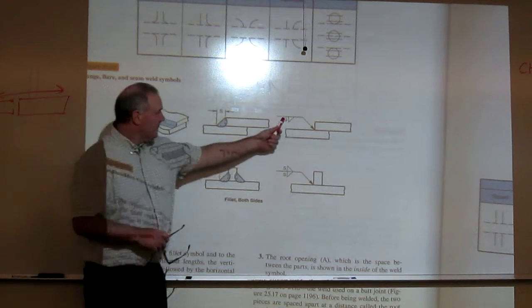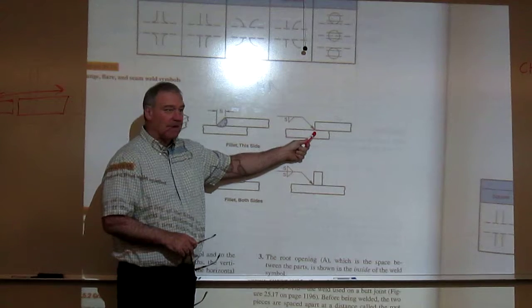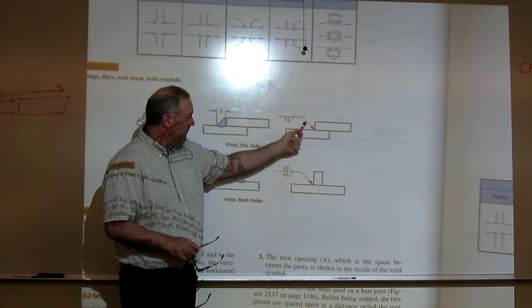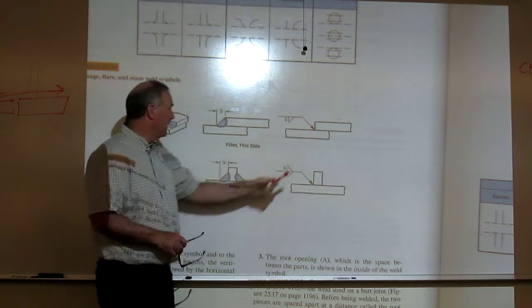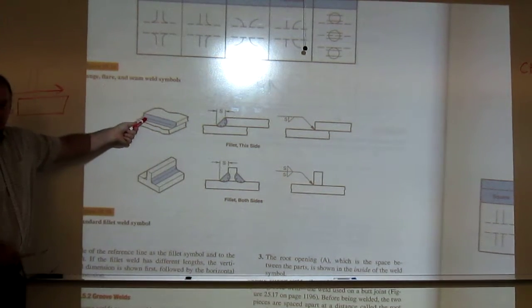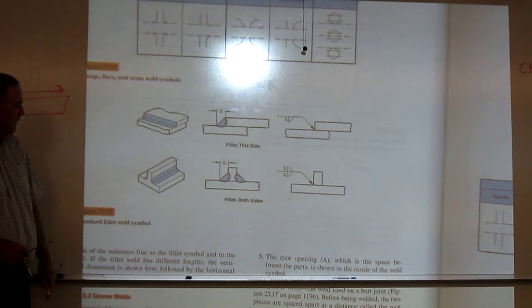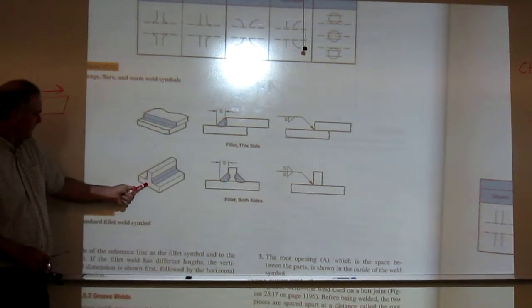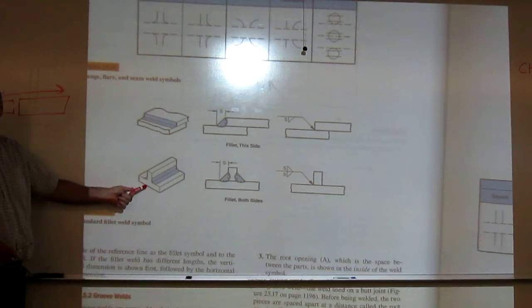So here, notice the leader's pointing to the joint. Okay, we've got a lap situation. We're going to fillet weld this. The arrow's pointing to the bottom. We're welding this side. Here's your result. Double-sided on the bottom example. Here's your result. This is a T situation.